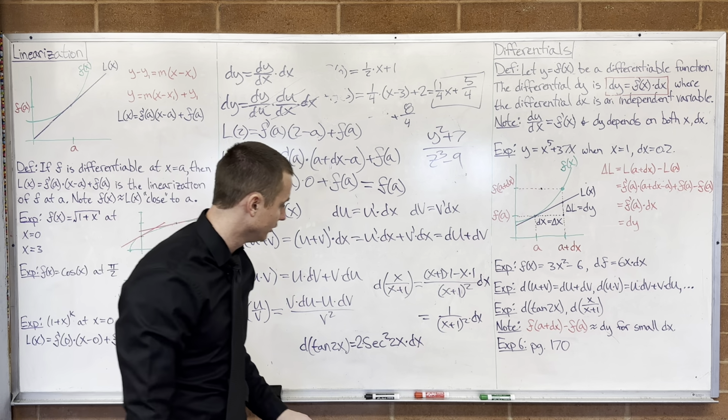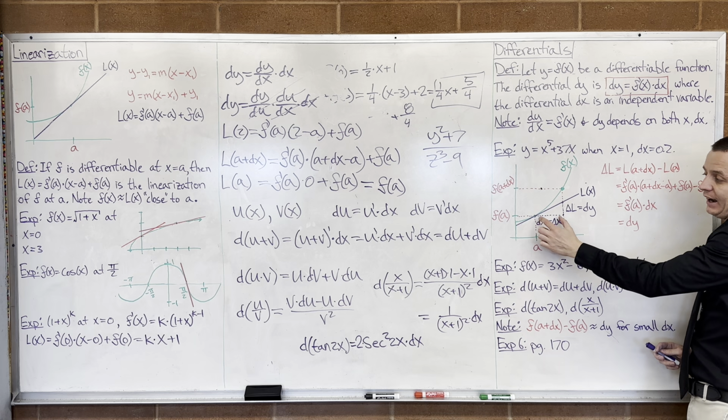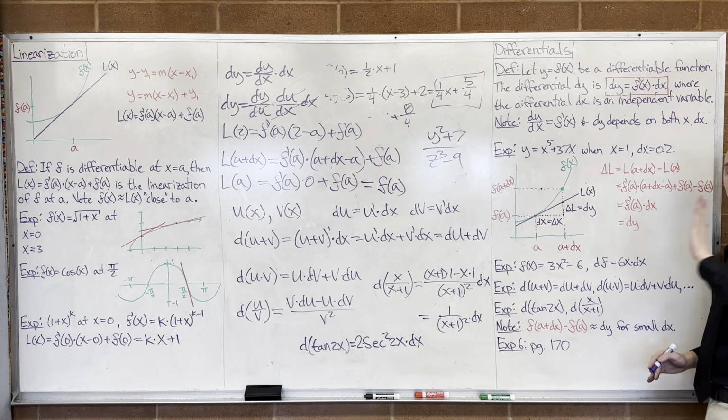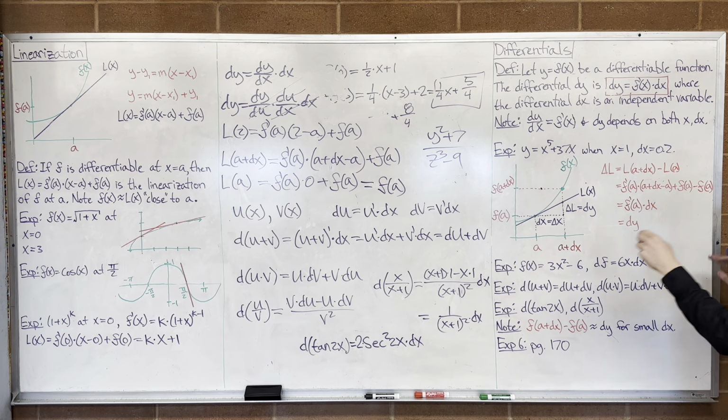Okay, we did those. Notice, here is f of a plus delta x. Here's f of a, right? Okay, here is dy. Now notice that if our dx were really small, then our dy is basically the same thing as this distance. I drew my picture so we could write symbols.